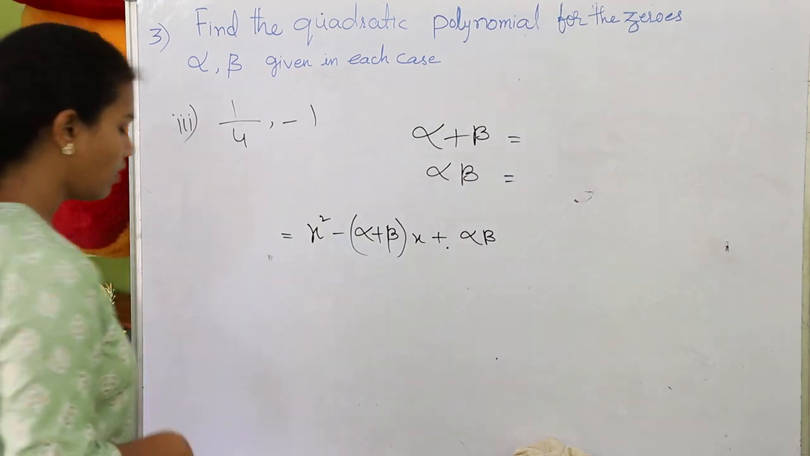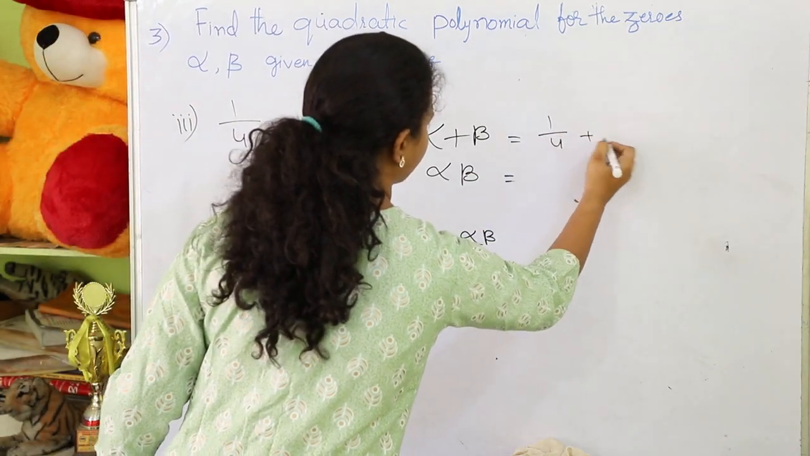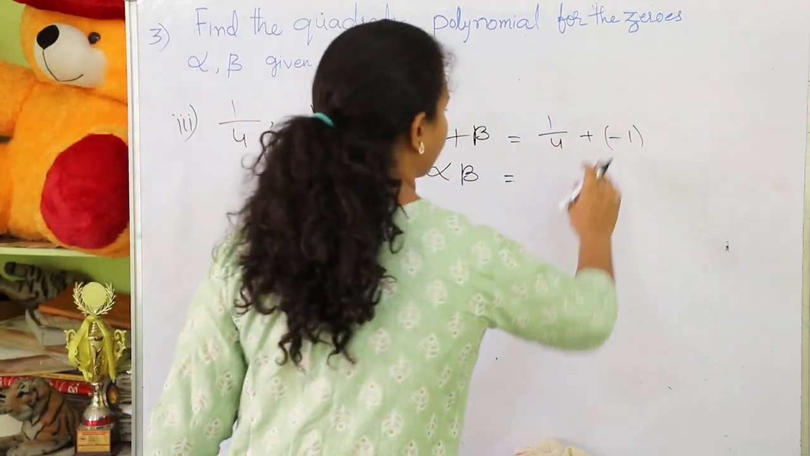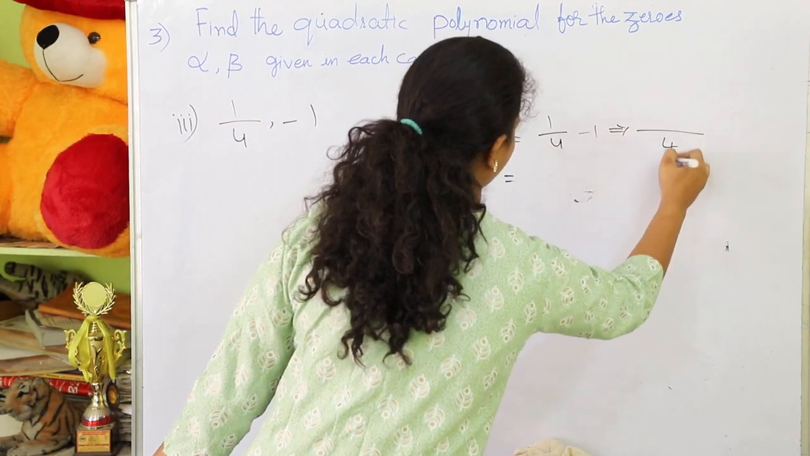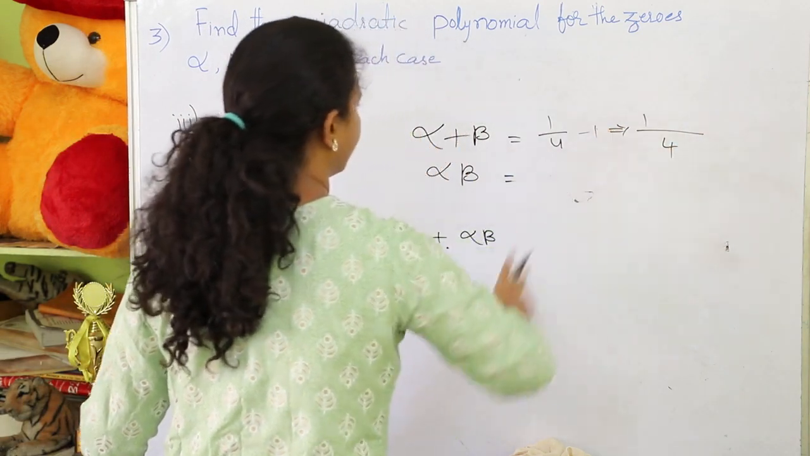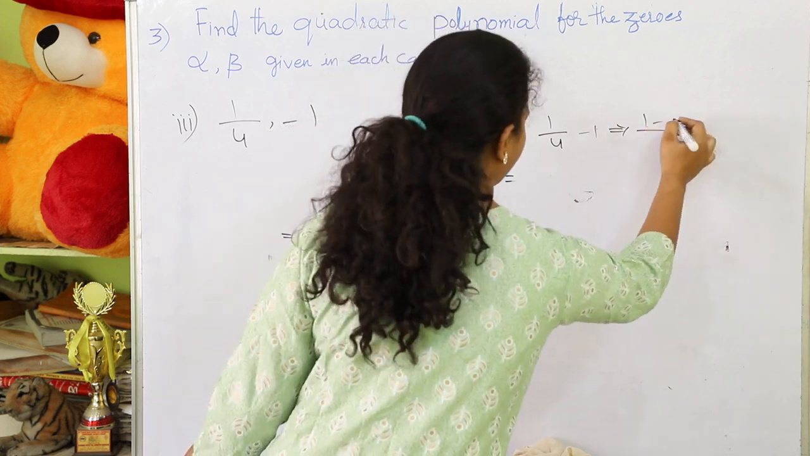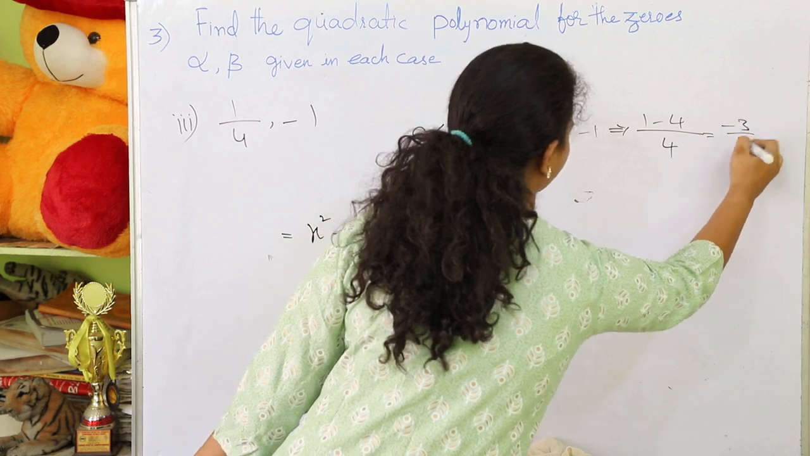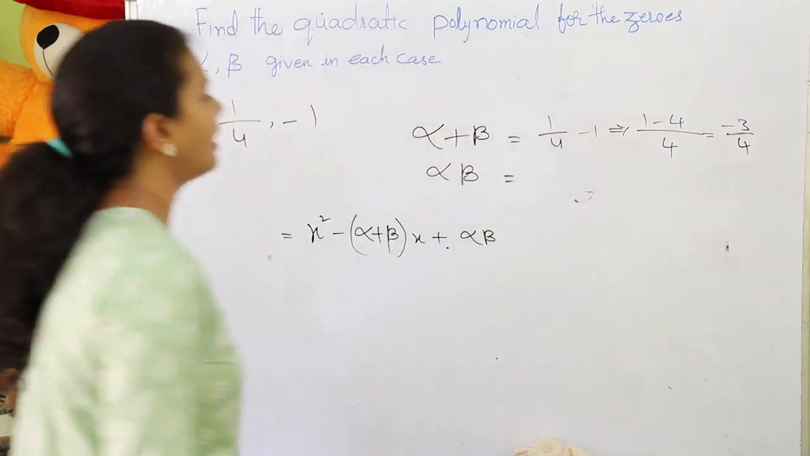Now you go for the process. Alpha value is 1 by 4, 1 by 4 plus of minus 1, where minus 1 is the beta value. So 1 by 4 plus into minus, so minus 1 as it is. Now you go for the LCM process. 4 LCM, into numerator by denominator. This becomes 1, and minus 1 becomes minus 4. This becomes minus 3 by 4, the alpha plus beta value.